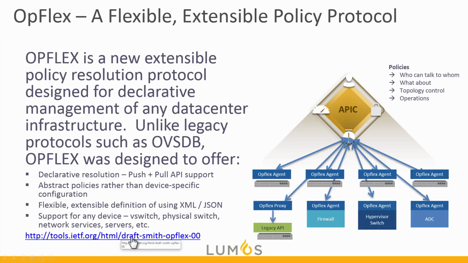Before we move on, this would be supported really on any device. It is what the APIC uses to control the Nexus 9Ks. It's what it uses to control the AVS switch that we'll talk a little bit more about. It can be used to control a firewall, any sort of ADC, load balancers, etc., any other hypervisor switch, even any sort of legacy switch, Nexus 7K, Cat 6K, whatever has implemented the OpFlex protocol and group-based policy.